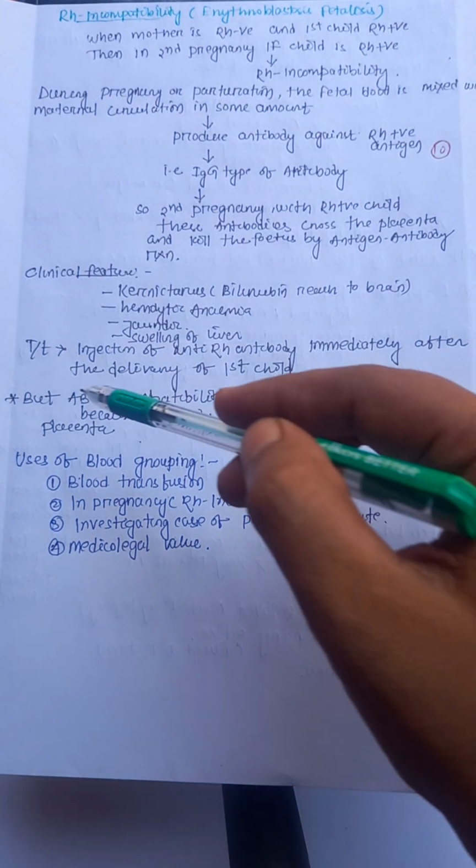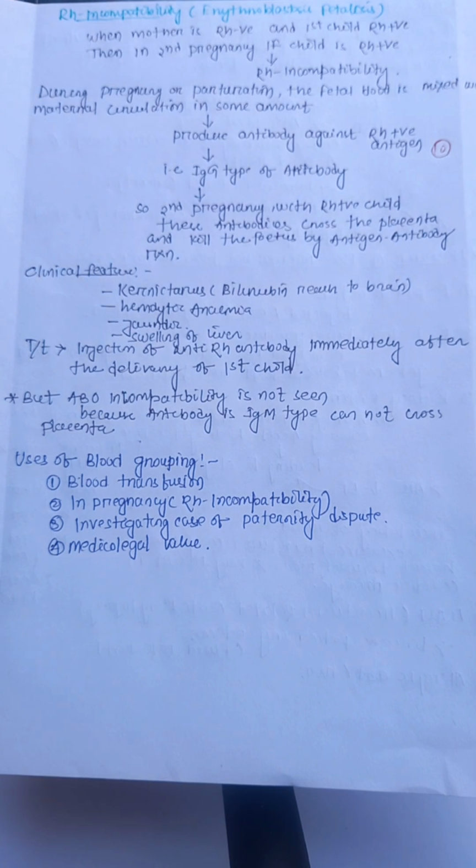But there is a concept: why is Rh mismatching happening, but ABO not in the child? Because the antibody against the ABO antigen is IgM type, which cannot cross the placental barrier. That's why they're not. So this is simple.